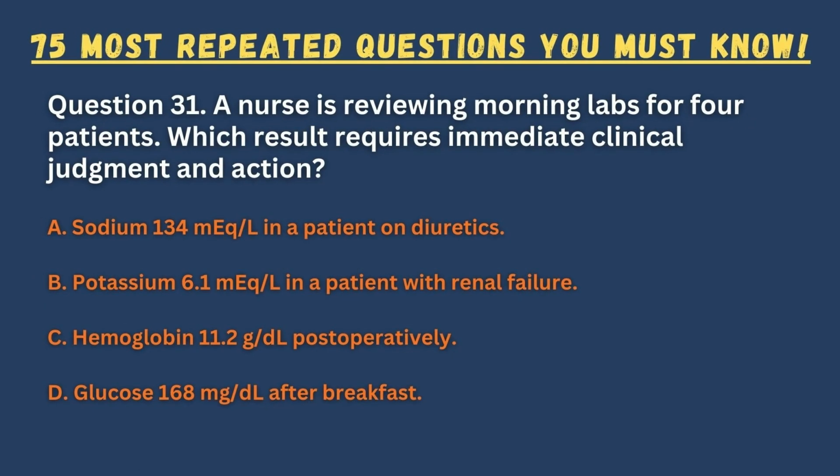Question 31. A nurse is reviewing morning labs for 4 patients. Which result requires immediate clinical judgment and action? A. Sodium 134 milliequivalent per liter in a patient on diuretics. B. Potassium 6.1 milliequivalent per liter in a patient with renal failure. C. Hemoglobin 11.2 gram per deciliter postoperatively. D. Glucose 168 milligrams per deciliter after breakfast.